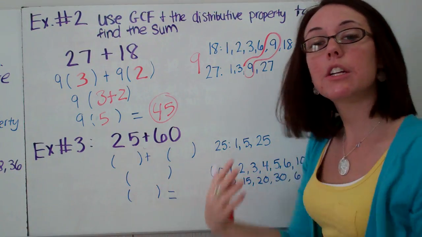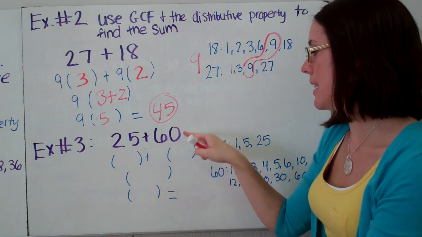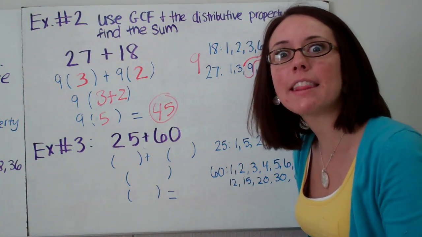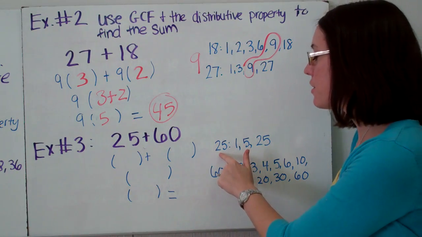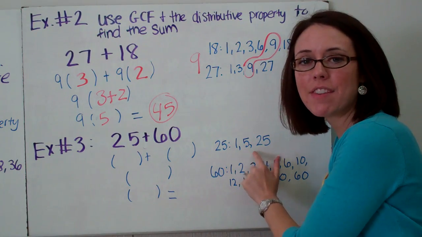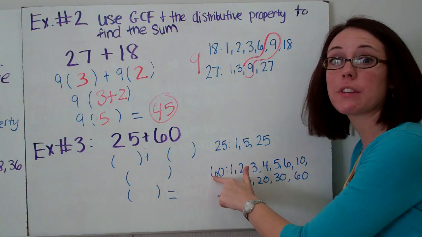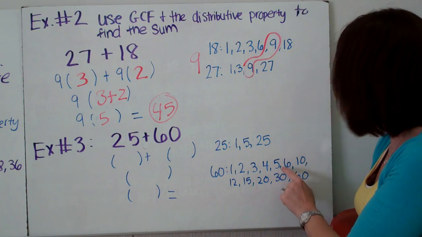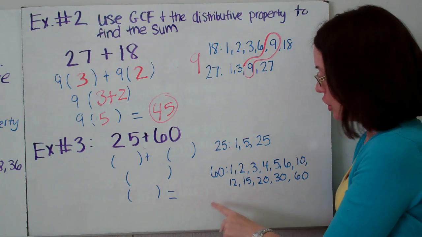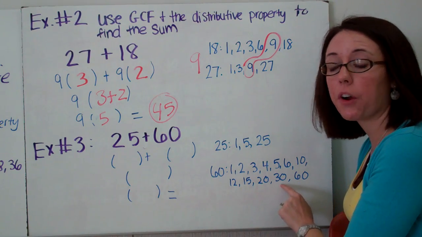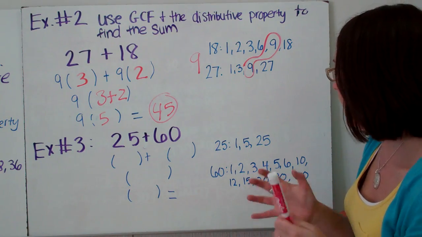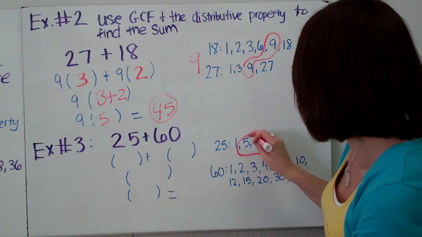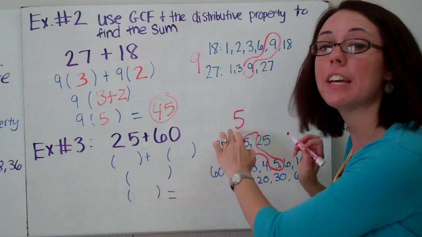Example 3. We're going to do the same thing with 25 plus 60. The first thing we need to do is list out those factors to find the GCF. The factors of 25 are 1, 5, and 25. The factors of 60, there's a lot: 1, 2, 3, 4, 5, 6, 10, 12, 15, 20, 30, and 60. The biggest number that both of those have in common is 5. So our GCF is 5.